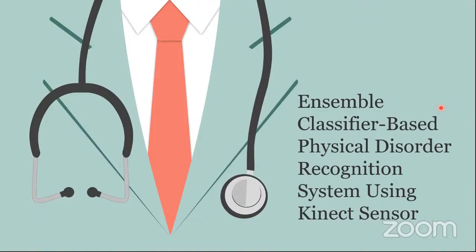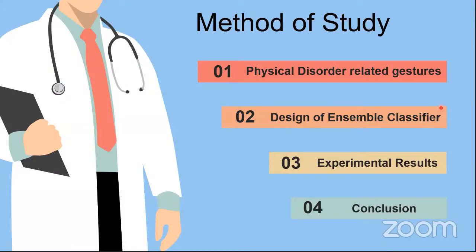So this is the particular paper we are currently talking about. Anything that you want to do in the AI ML domain, what do you need to do? You first need to prepare the data set. Here we are going to recognize physical disorders that are related to certain gestures, so we have to create a certain type of data set in this domain. After that, you need to design a proper classifier.